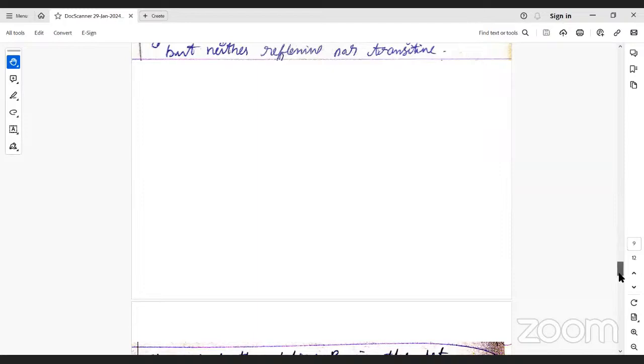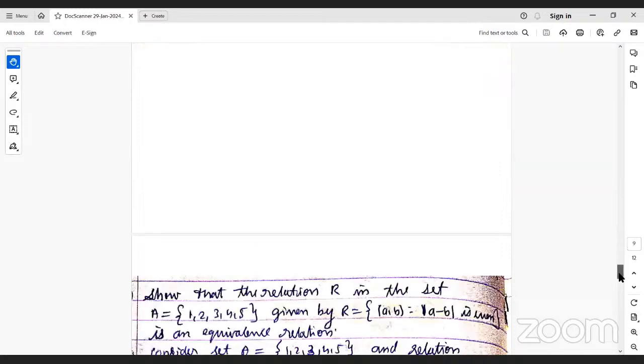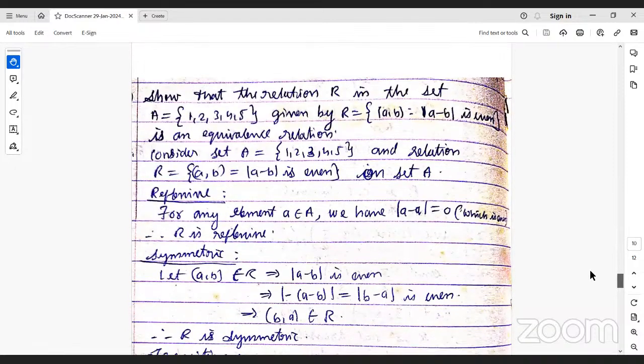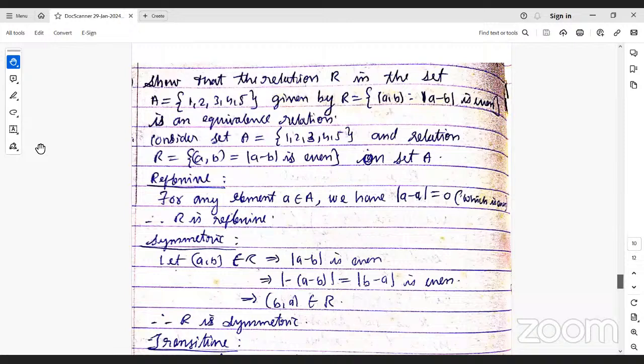Next, a very important question. A minus B. So this is the last. We will be discussing this and then stop. Okay. So see here, the given question is: show that the relation R in the set A given by R equal to mod of A minus B is even. So the mod of A minus B must be an even number. The condition for the relation is mod of A minus B is even.